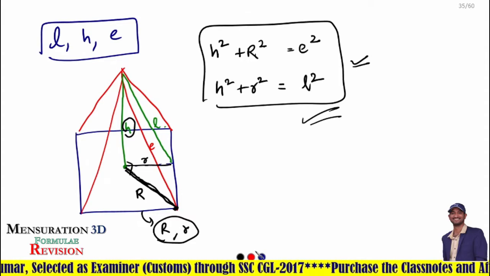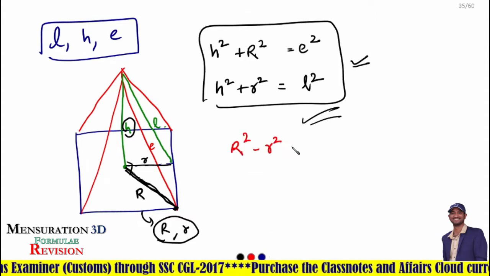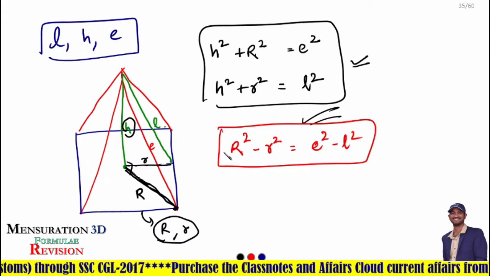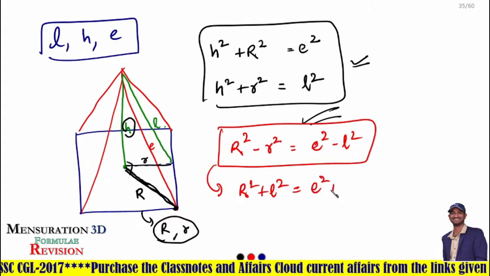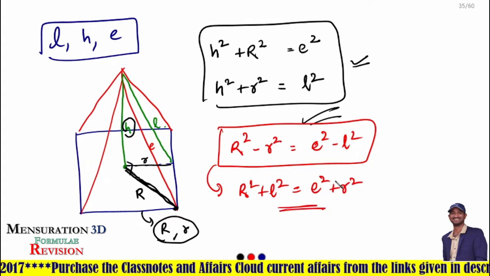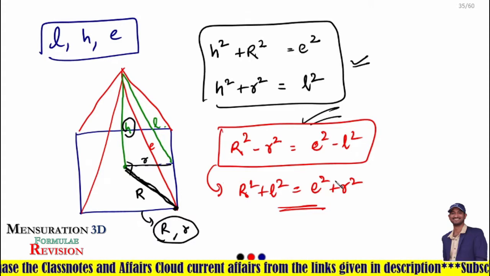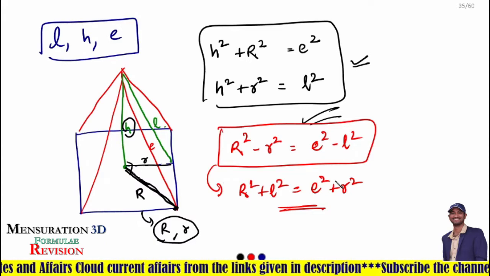From this you can easily find R square minus r square equal to E square minus L square. This is also important. From this I can write R square plus L square equal to E square plus small r square, where capital R is the circumradius and small r is the inradius of the base polygon. Is it clear? Next, we have the tetrahedron.